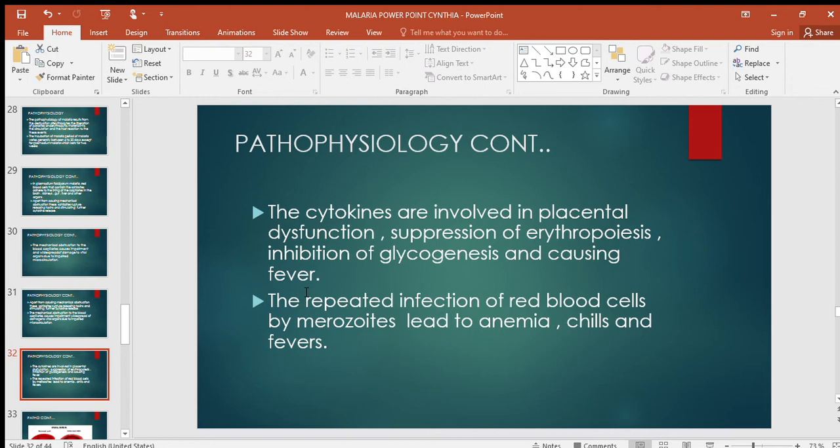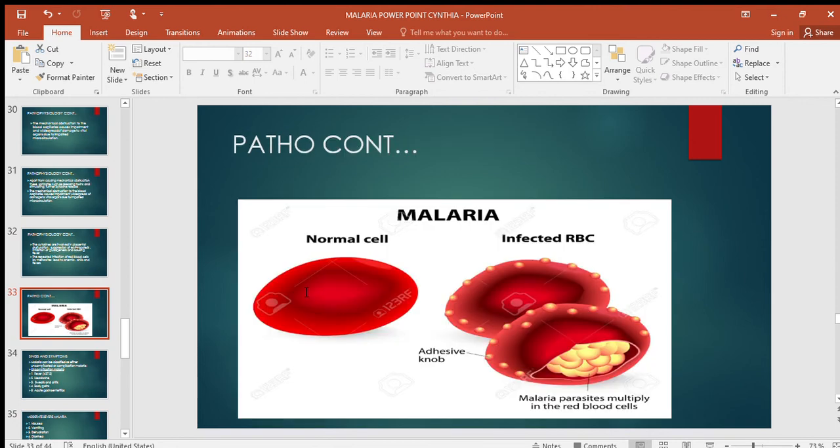So a patient will present with fevers, convulsions. All those things will come about due to the release of the cytokines and the body's reaction to the infection. So the repeated infection of red blood cells by merozoites leads to anemia, chills, and fevers. So this is the pathophysiology of malaria. I hope that was clear enough. If it was not clear, you can always ask a question.